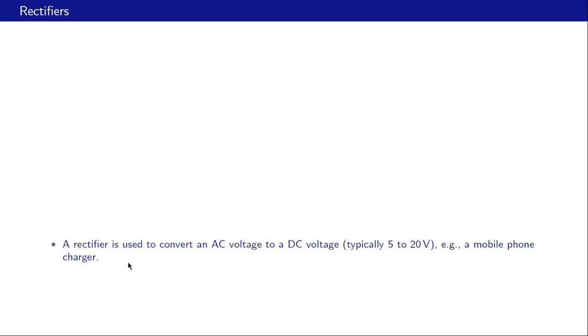We will now look at diode circuits for the purpose of rectification. A rectifier is used to convert an AC voltage to a DC voltage, which is typically in the range 5 to 20 volts. The AC voltage is generally the AC mains voltage, 230 volts RMS. And a common example is a mobile phone charger.